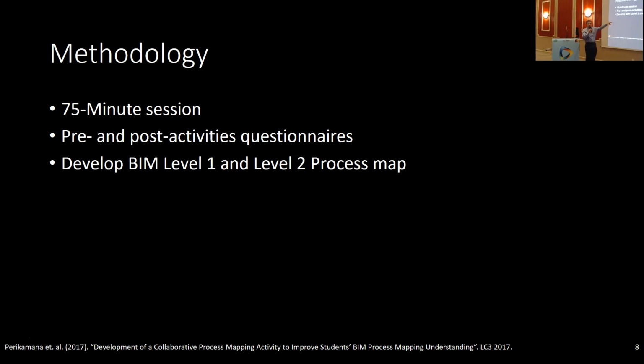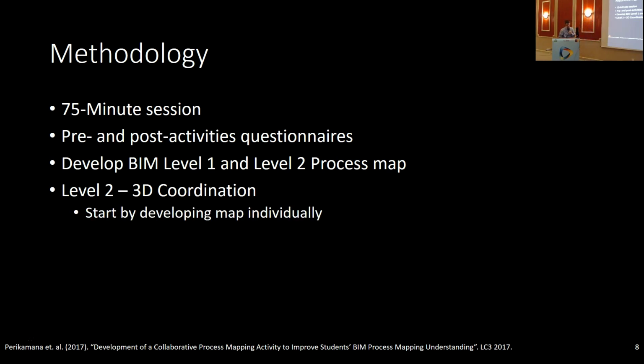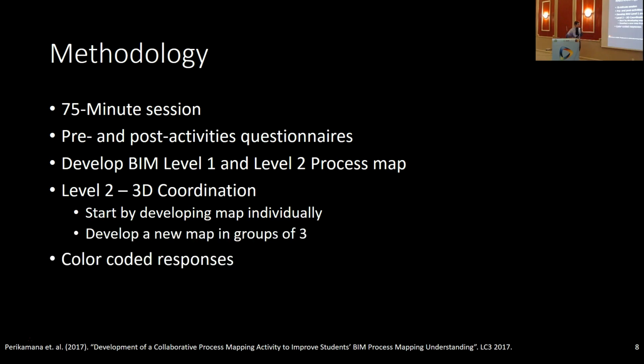If you're not familiar with process maps, think of level 1 as a macro level. It's a project level, so you might list all of your different BIM uses for that project. And think of level 2 as use by use, or individual use case process maps. For a level 2 map, we used the BIM use case of 3D coordination, or some might call it clash detection, or mechanical, electrical, plumbing coordination. The idea of putting all of our systems together and seeing where potential issues arise. We started having students develop it individually, then one in a group of 3, as I mentioned before.